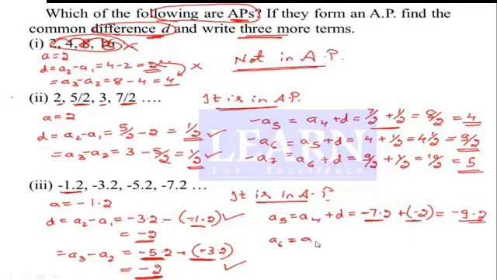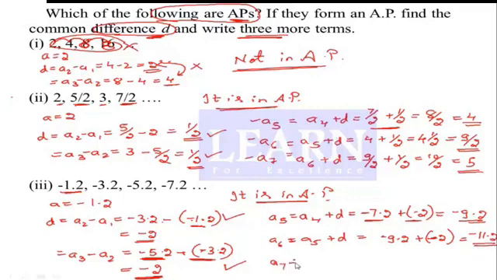A6. A6 equals A5 plus D. So what is A5 here? A5 is nothing but minus 9.2 plus D is minus 2. Again it's similar, minus 9 minus 2, minus 11. Answer will be minus 11.2. Just add it, you'll get the value.